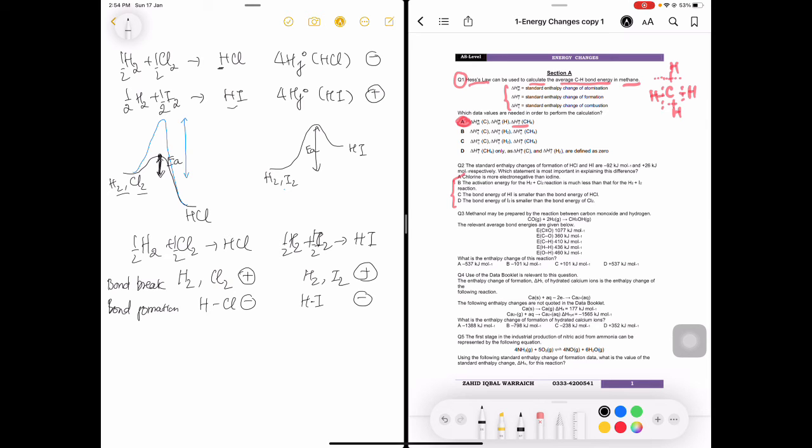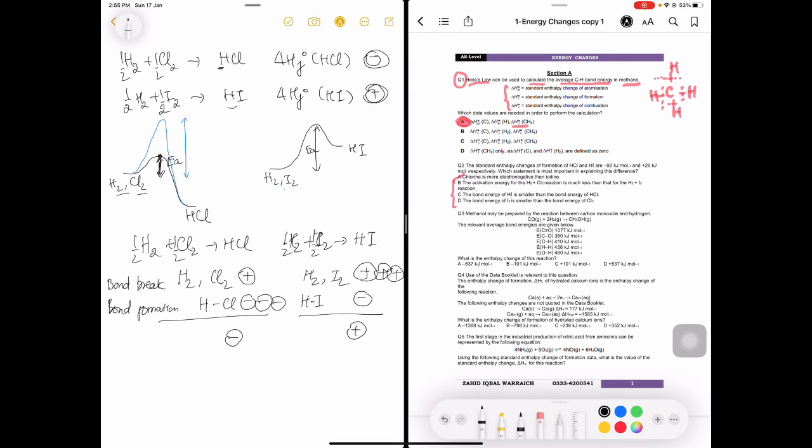Because the overall enthalpy of formation of HCl is negative, if I total these two numbers, it must give me a negative number. This means the bond formation of HCl gives out a lot of energy, much more than the energy taken in by the bond breaking process. But for HI, if I total these two processes, it will give me a positive number, as the question says. Which means the bond breaking process for HI takes in a lot more energy.